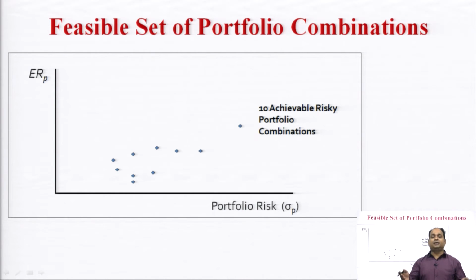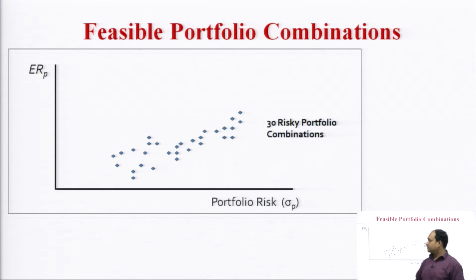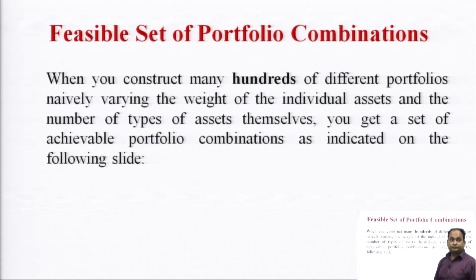If we increase these portfolios to 30, you could have a continual random sampling of more portfolios. 30 risky portfolios might look like this. These are the 30 risky portfolio combinations, with expected return and expected risk. Under the Markowitz theory, we are putting these risky portfolios on the expected return and risk graph, with the expected portfolios having different risk return patterns.